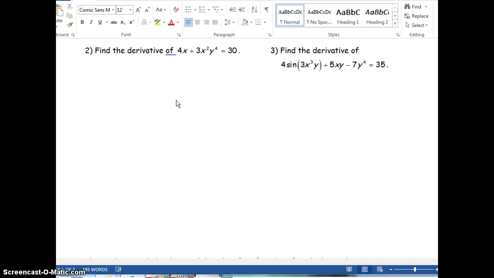This is 3.6 related rates, review 2. This is number 2 and 3. Number 2 says find the derivative of 4x plus 3x squared y to the fourth equals 30. So when I go through and find my derivative, I'm going to take this with respect to x.